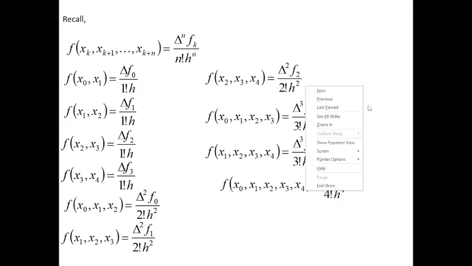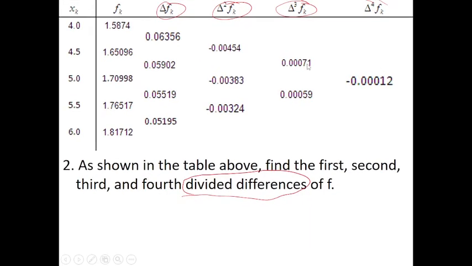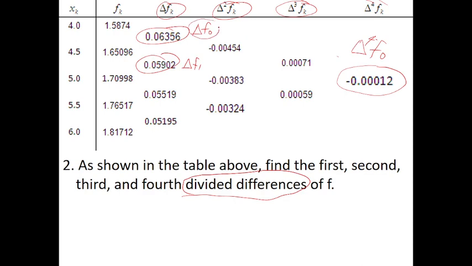let me just show our previous one. If you notice, we have here delta f0, delta f1, up to delta to the fourth f sub 0. So, all of those. If you have delta f sub 0, what is f of x sub 0, x sub 1? Or if you have delta f sub 1, what is f of x sub 1, x sub 2? Okay? Because the problem says find the first, second, third, and fourth divided differences.